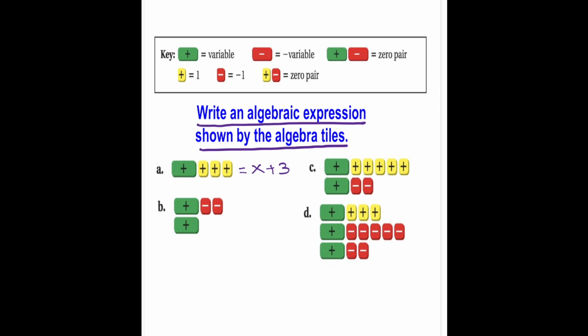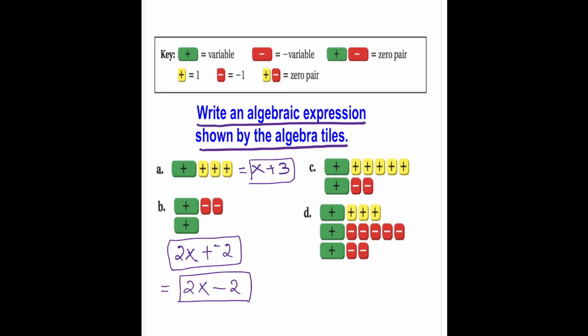And look at the second expression. We have 2 variables, which is x plus x, which is 2x, plus 2 red tiles, that's negative 2. So we can write that as 2x minus 2. That is the expression represented by the algebra tiles on B.